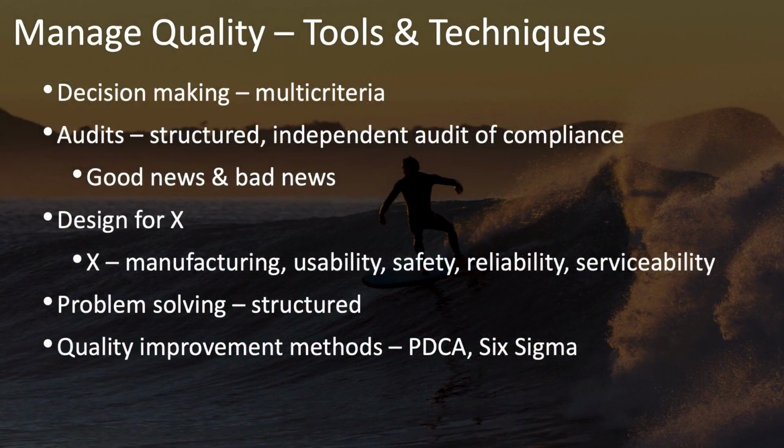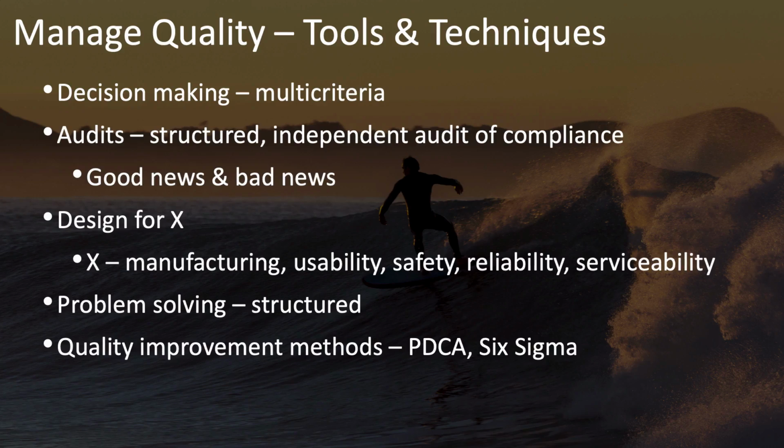Other tools and techniques of managed quality include multi-criteria decision making, because you'll have lots of decisions to make as you deal with all of the different quality decisions and problems you may face. Audits, which should be structured and independent, and these audits are audits of your compliance to your organization's or industry's quality standards and policies. And these audits should include both the good news and the bad news, what you're doing well and where the gaps are. Audits can be useful not only for helping you to understand where you need to improve, but can provide lessons learned and guidance to others.